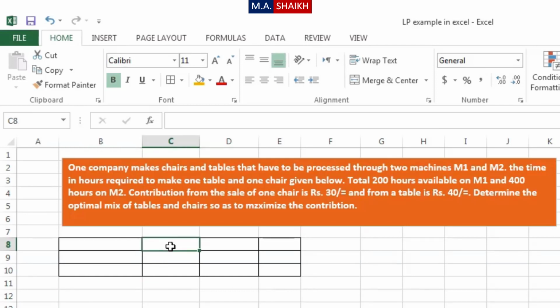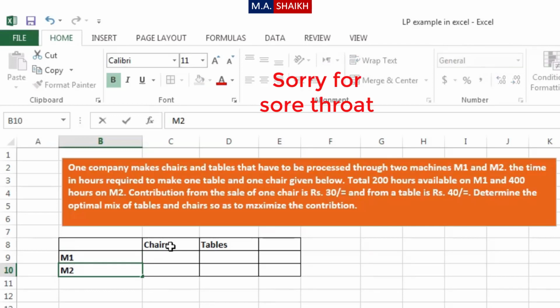So how many products are used? Two products are used here. They are chairs and tables. They are processed through two machines, M1 and M2. So two resources are used here, in which chairs and tables are processed: machine 1 and machine 2.